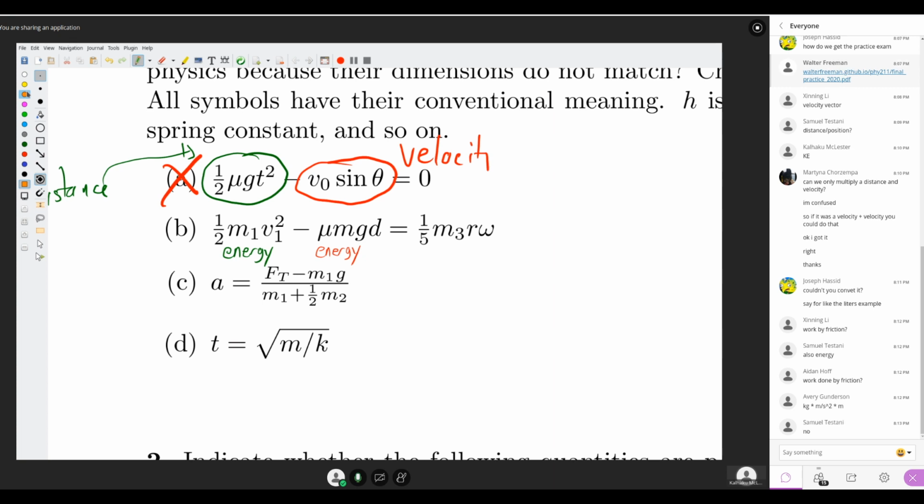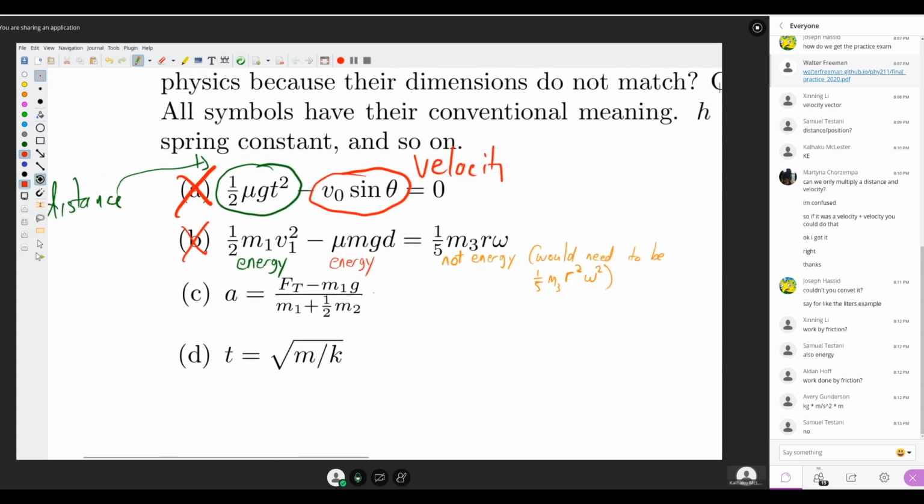I don't actually know what it is, right? This is not an energy. This is just something that I made up that was wrong. So for this to be an energy, it would need to be something like 1/5 m3 r squared omega, because that looks like a moment of inertia times, well, omega squared. So this is a moment of inertia times an angular velocity squared, which is an energy. So this one also has a mismatch.